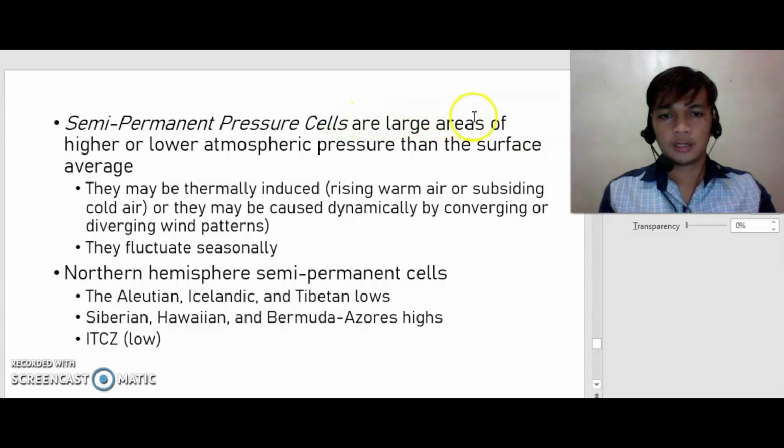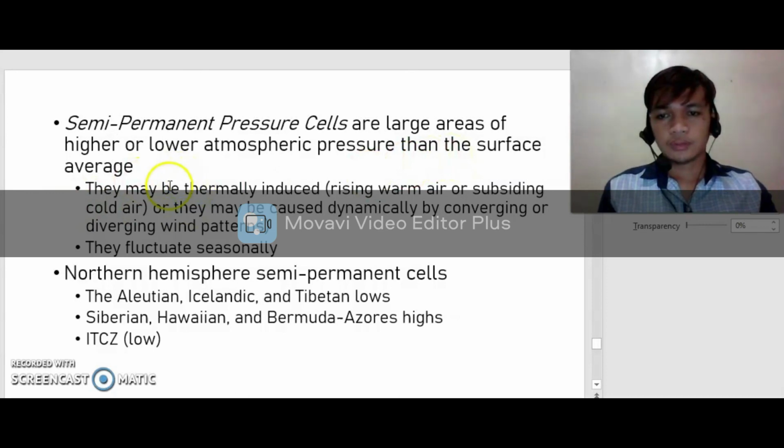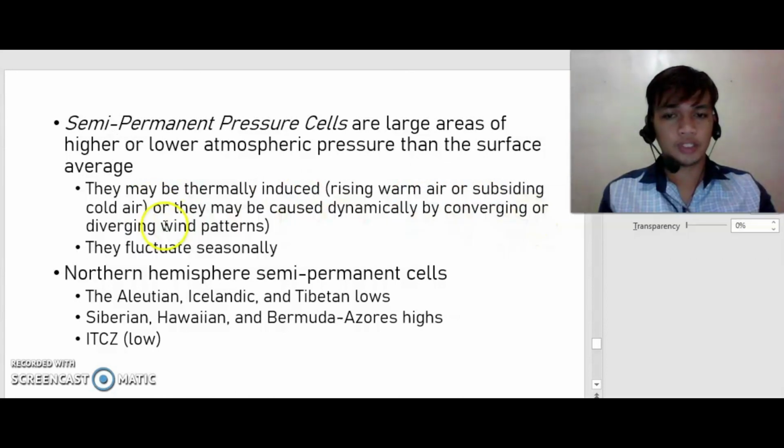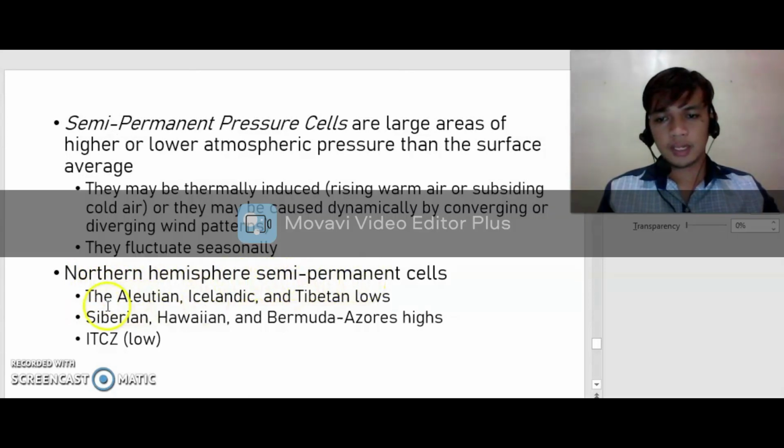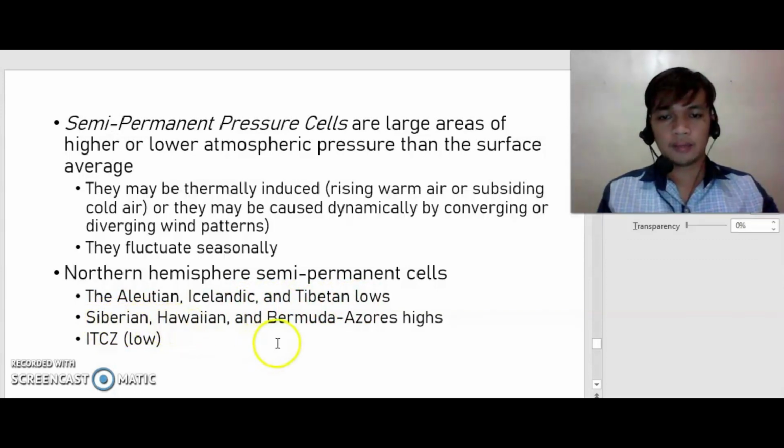Semi-permanent pressure cells are large areas of higher or lower atmospheric pressure than the surface average. So they may be thermally induced, so rising warm air or subsiding cold air, or may be caused dynamically by converging or diverging wind patterns. So they are fluctuating seasonally. Whereas the northern hemisphere semi-permanent cells, such as the Aleutian, the Icelandic, and the Tibetan lows. Aside from that, meron din tayong Siberian, Hawaiian, and Bermuda Azores highs. And including the ITCZ low.